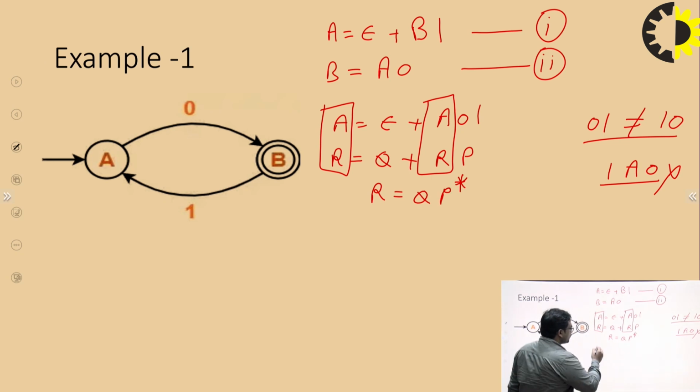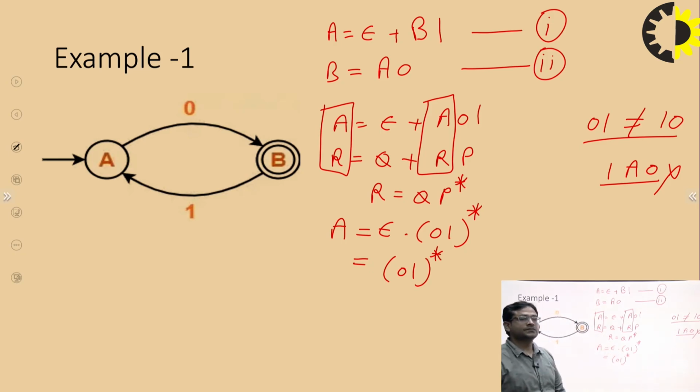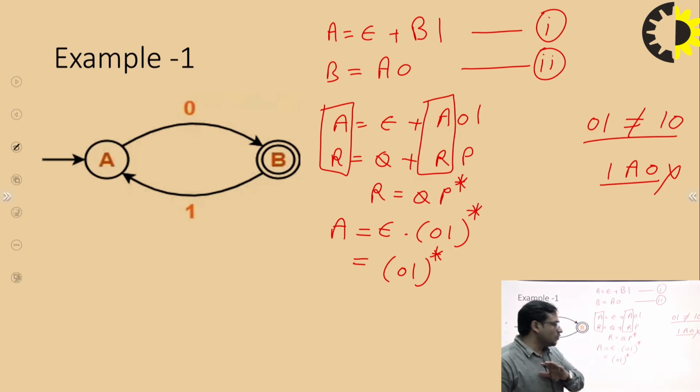So what is the solution of A? A is equal to, in the place of Q null, multiplied by 0, 1 star. Or we can just write that as 0, 1 star. Got my point? This is the value of A. This is a regular expression. Yes, this is the regular expression, because in this expression there are only sigma values. There is no other thing here, like any state or anything else. Only the input symbols are here. Got my point?